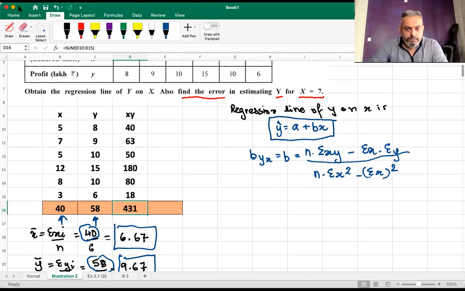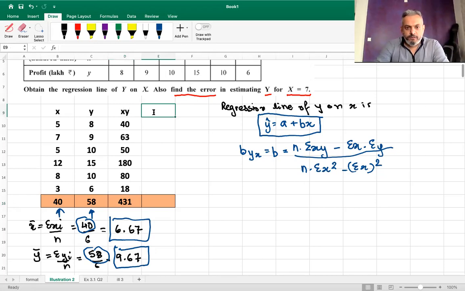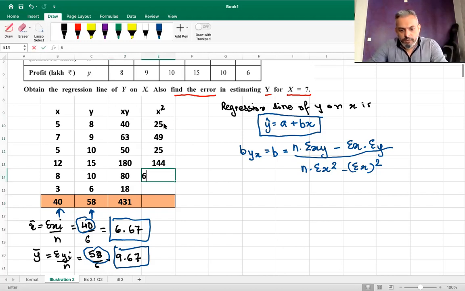Now x square: 25, 49, 25, 144, 8 8s are 64, 3 3s are 9. The total of x is 40, do not directly square it. Okay, it is sigma of x square. So the total of x square comes to 316. Be careful. Okay, be careful.